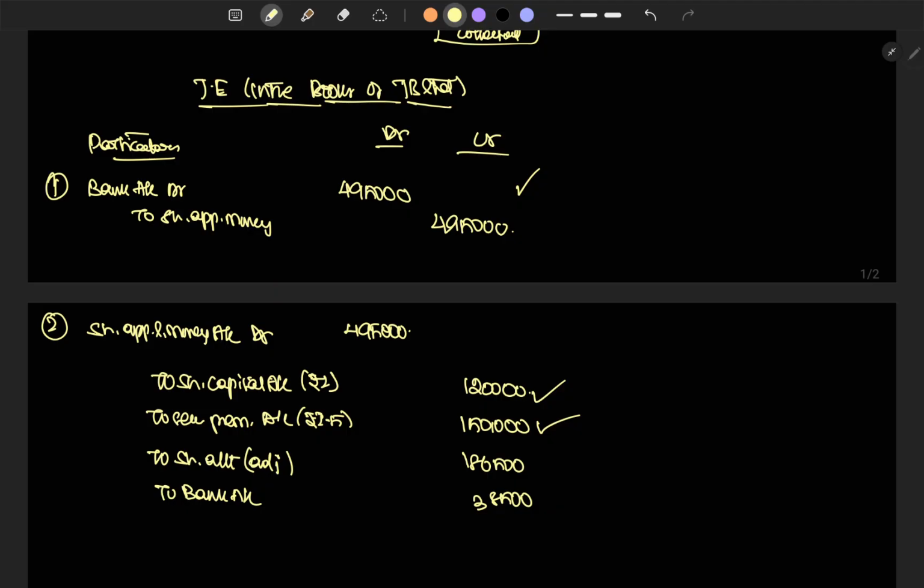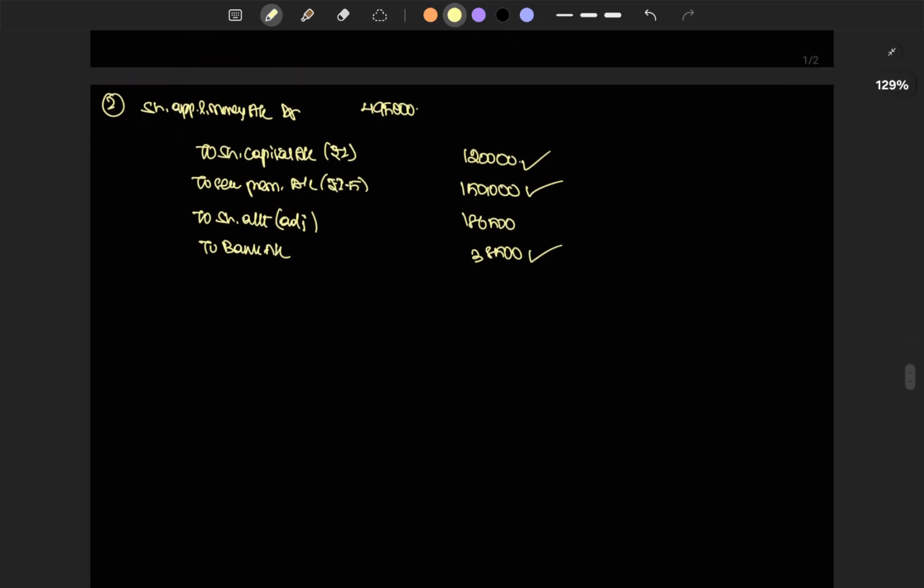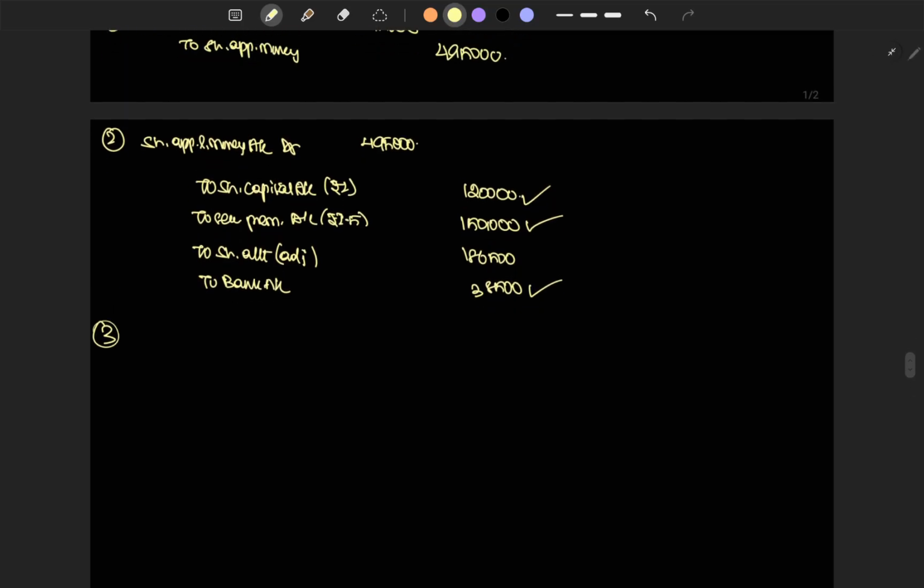of securities premium entry has been made, and excess money has been adjusted for share allotment in future. Any excess beyond allotment, we have refunded to the shareholders. So this is what the first two entries talk about. Okay, the third entry is the allotment.